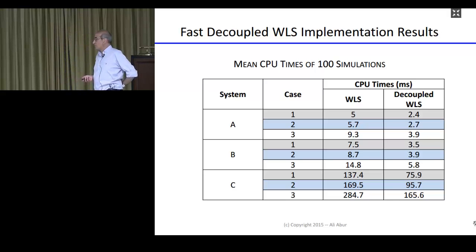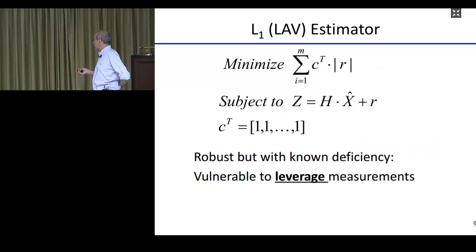So the alternative to weighted least squares is the so-called L1 or LAV, or the least absolute value estimator. If you look at the problem formulation, it's almost identical to weighted least squares. The only difference you can see is the fact that we are not using the squares of the residuals. Instead, we are using the absolute value. So if you use the absolute value, the main difference which you gain by using this formulation is robustness.